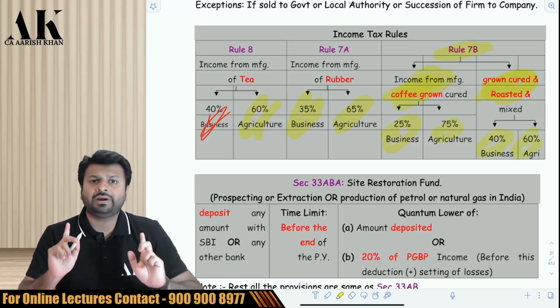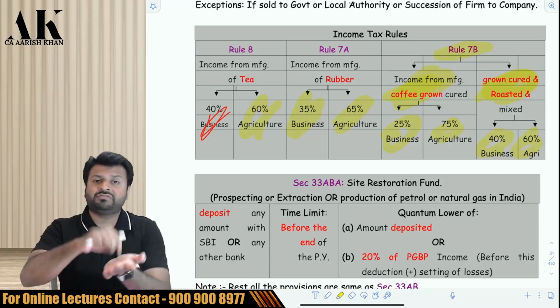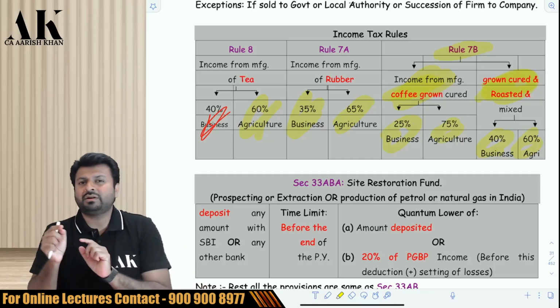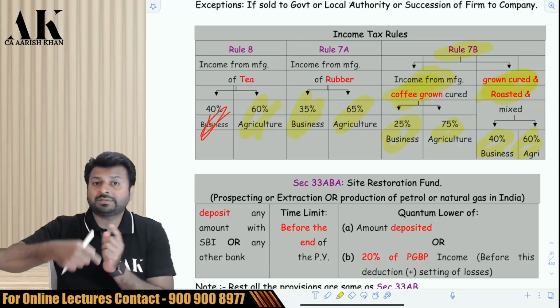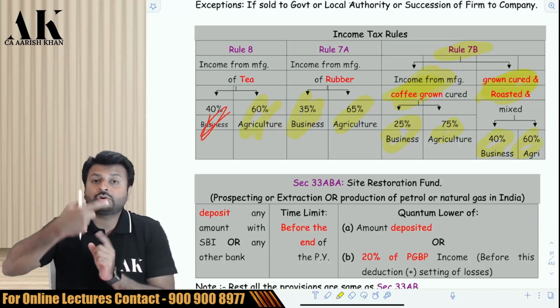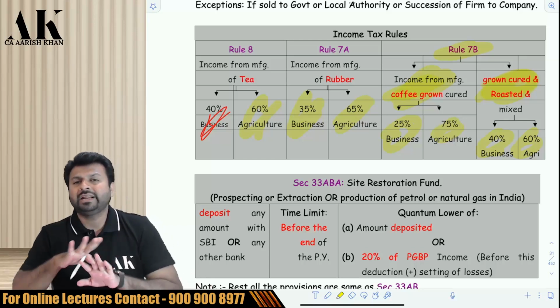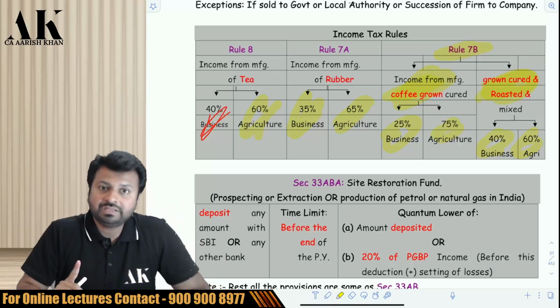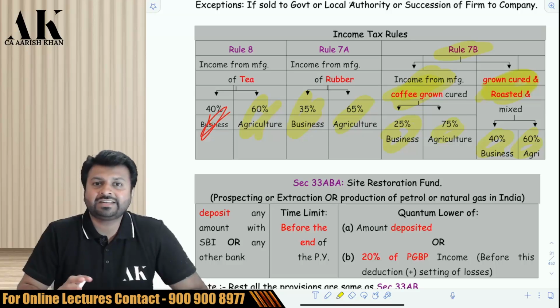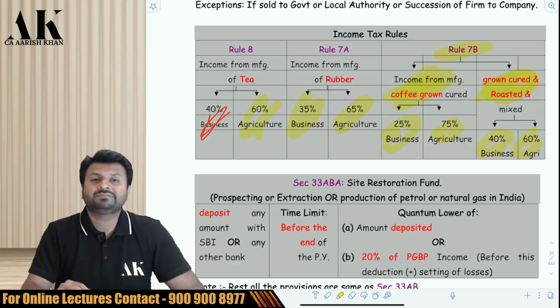You have to be very careful while looking at the question when it is about coffee. Because you have to see whether it is a normal coffee or whether a lot of adjectives and adverbs are added to it. Like it is mixed, it is grown, it is cured, it is roasted, etc. If these adjectives are added to it, it means it is a premium coffee. In Hindi, we say it is a costly coffee, expensive coffee. Okay.